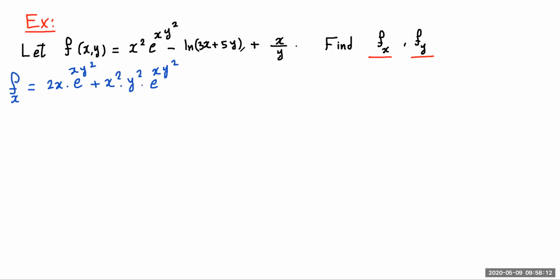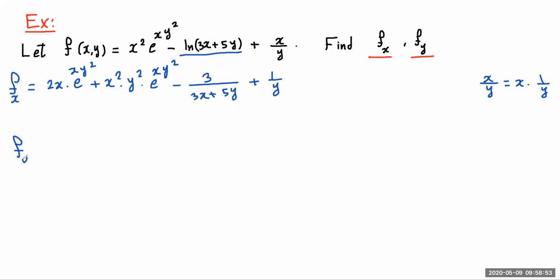Then let's take now this term here. The derivative of this term with respect to x: minus the derivative of 3x plus 5y, which is 3, over the term 3x plus 5y. Now the derivative of x over y. X over y can be written as x times 1 over y, with 1 over y as constant, like alpha. The derivative of alpha x is alpha. I have here plus 1 over y. So this is the partial derivative of f with respect to x.